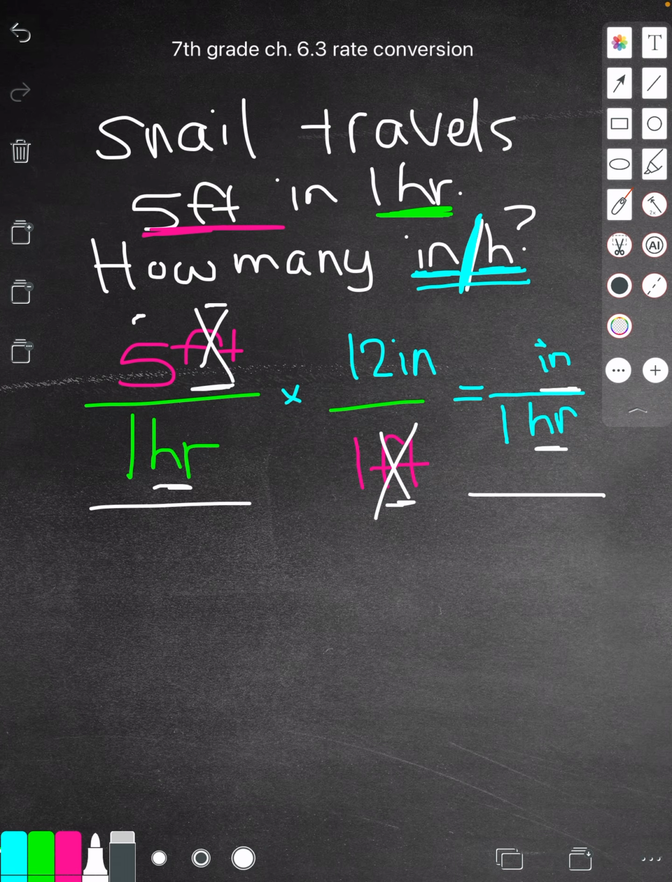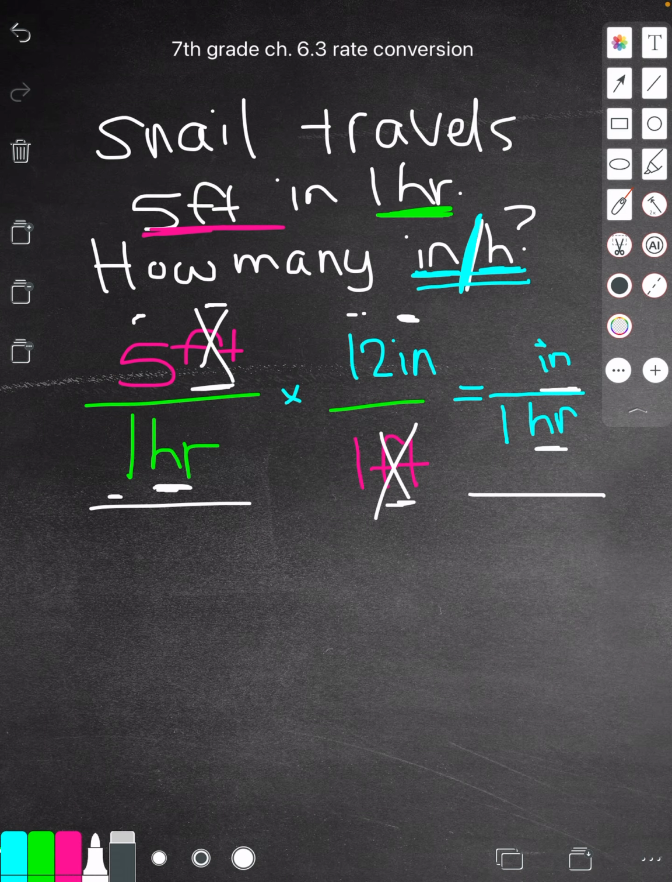All right, 12. Nope, we're good. Nothing on the bottom that says 12 inches. No, we're good. Nothing on the bottom that says inches. All right, let's go down to the bottom. 1, no 1s on the top. We can't cancel anything. Hour, no hours on the top. Can't cancel anything. What are we left with?